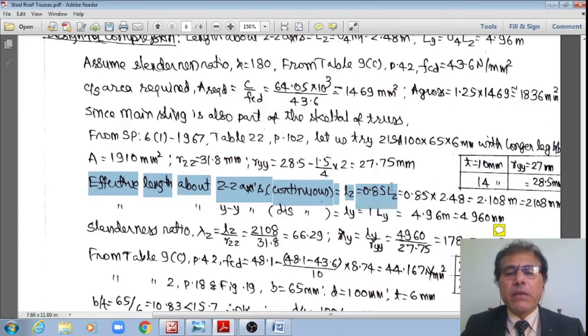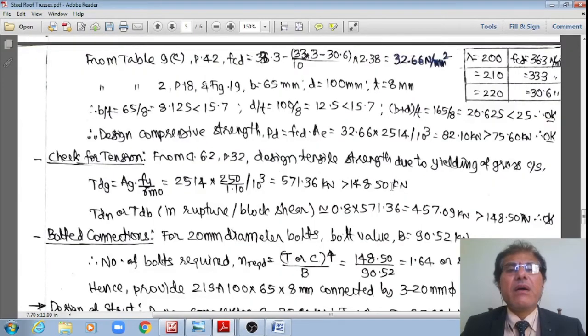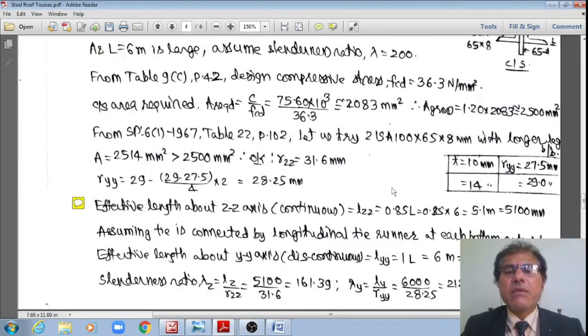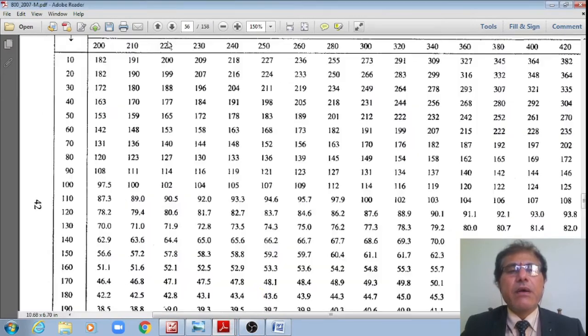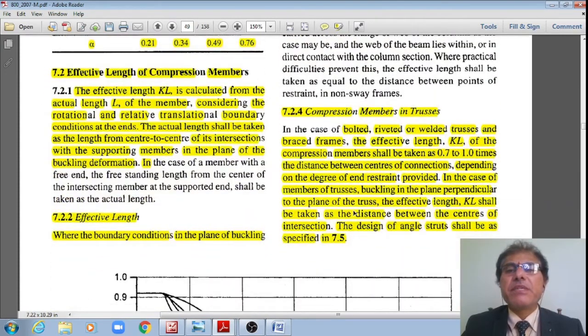Therefore, assuming partial fixity, that K value varies from 0.7 to 1. Let me go back to this. In the previous class, I already showed that if I go to page number 35 of IS 800, here I can see that for compression members in trusses, the effective length of the compression member shall be taken as 0.7 to 1 for continuous members, means K value is 0.7 to 1. Therefore, now I am assuming partial fixity.